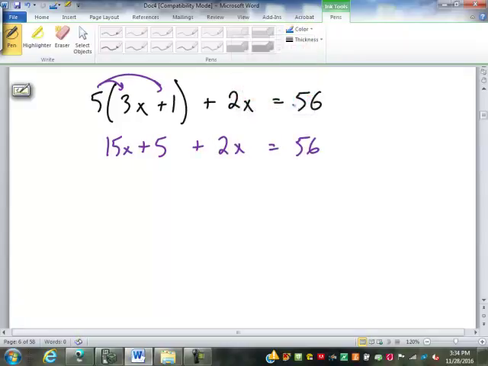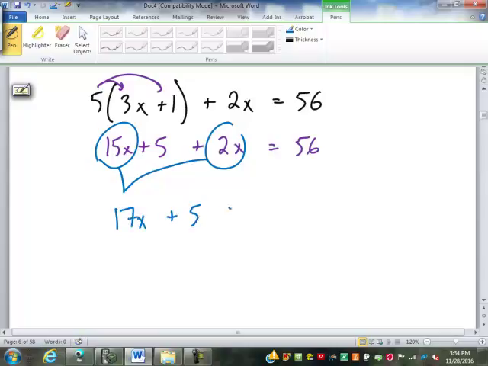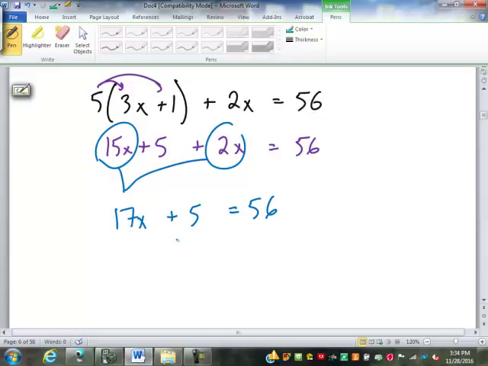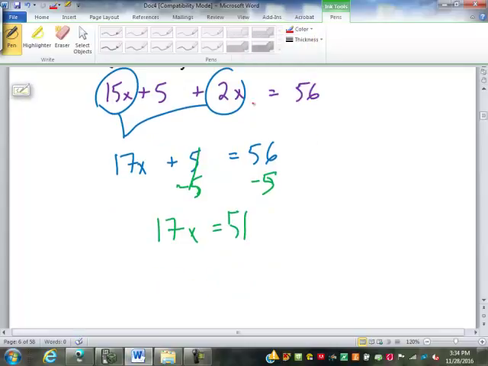So now then we are going to combine the 15x and the 2x on the same side of the equation. So we can just put them together and make 17x. We still have the plus 5 equals 56. Then what? We subtract the 5. 17x equals 51. And then we divide by 17. X equals 3.